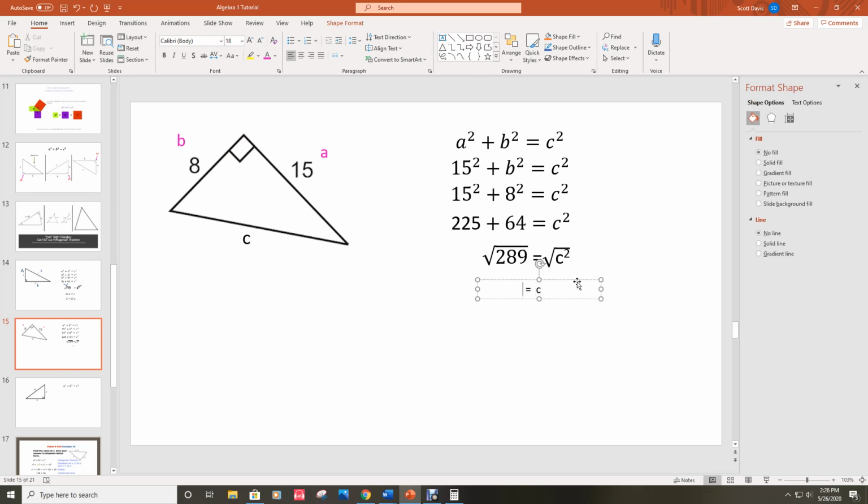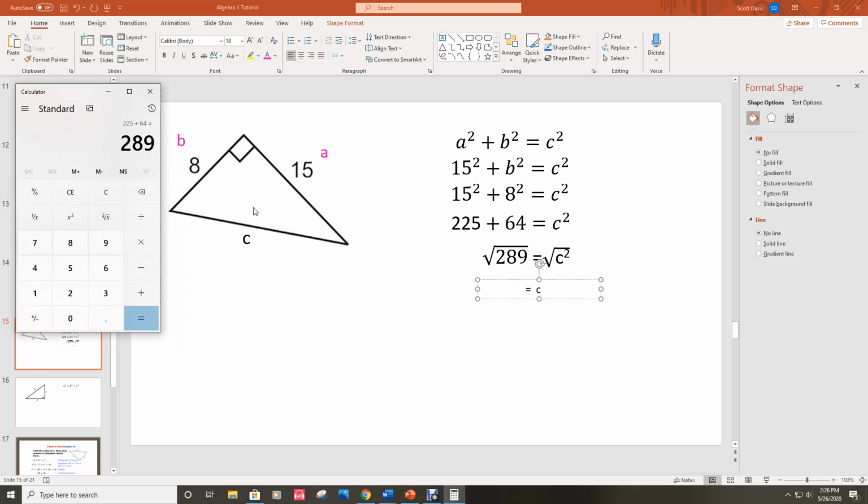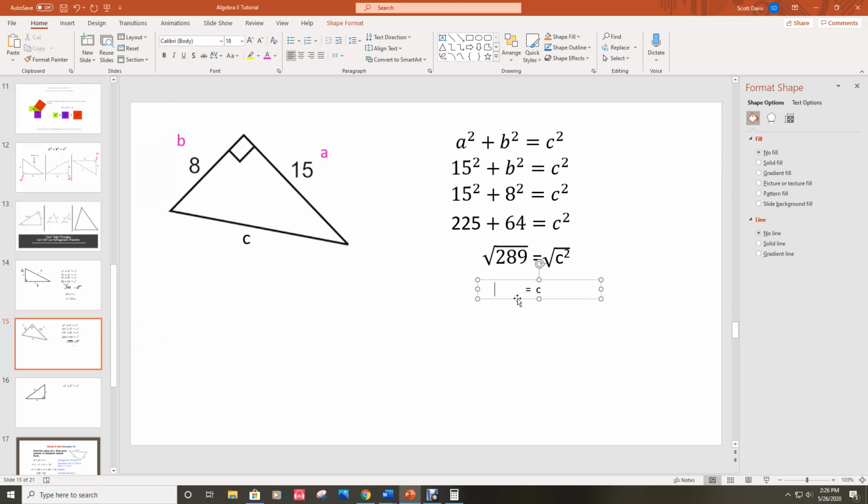All right, so now we need to know what the square root of 289 is. Now, using your calculator, okay, let's see. I don't know on this calculator if I'm going to have to... let me see, 289. Okay, sweet. 17. The square root of 289 is 17. All right.